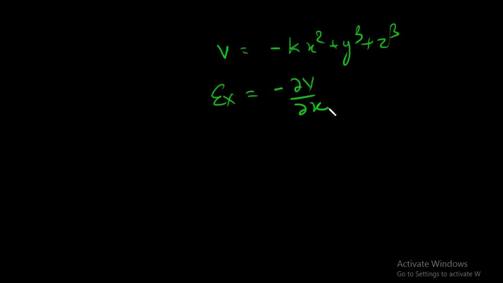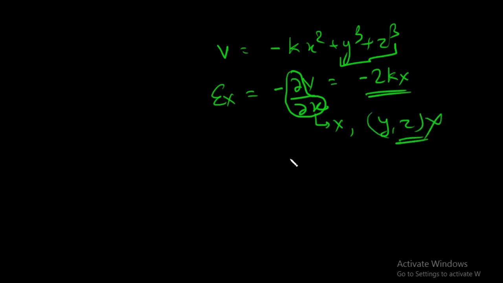For example, if V equals minus kx square plus y cube plus z cube, now I want to find Ex. Ex would be equal to minus del V by del x. What would be minus del V by del x? It would be minus 2kx plus 0 plus 0. That's it. This is minus 2kx. Del by del x means we are only differentiating with respect to x, not with respect to y and z. This indicates that x is independent of y and z, and this differential is independent of y and z, whereas d by dx would indicate that this differential is not independent of y and z.